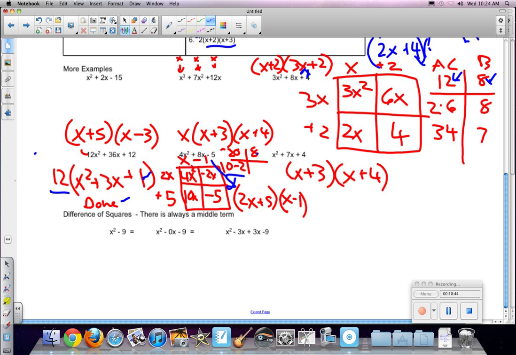And then this one's pretty simple once again, and we actually did it up there. Oops, I made an assumption. There are no factors of 4 that add to 7, so you can't factor it anymore.